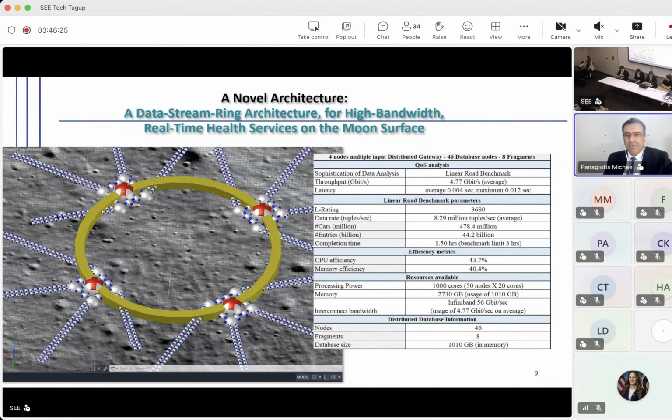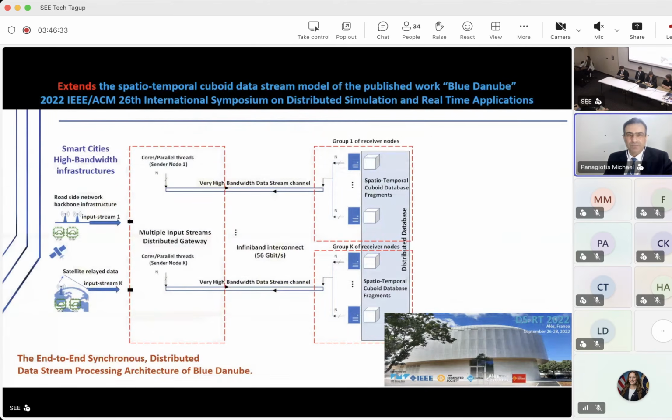This is again our architecture, our data stream ring architecture explained earlier. And some characteristics of the architecture: the previous work, the Blue Danube work, has been published in the conference hosted by IMT Minds, the DSRT 2022, and many regards to our colleagues in IMT Minds.